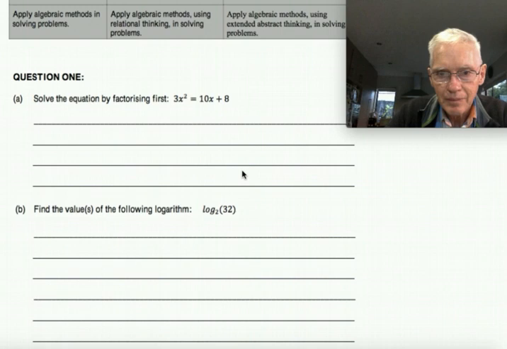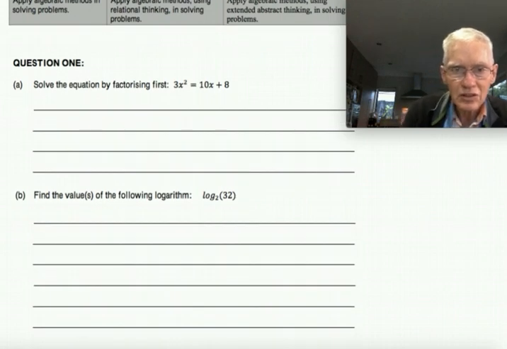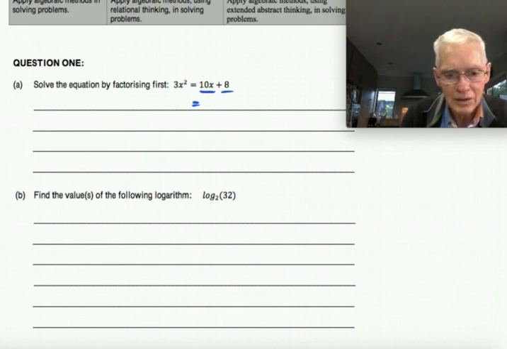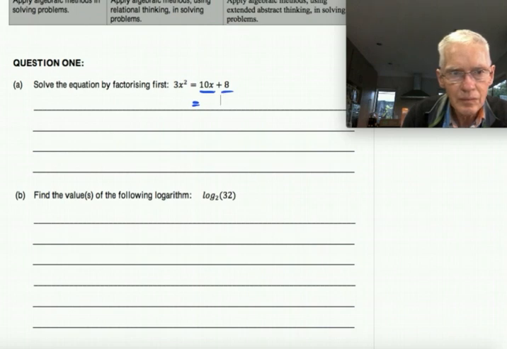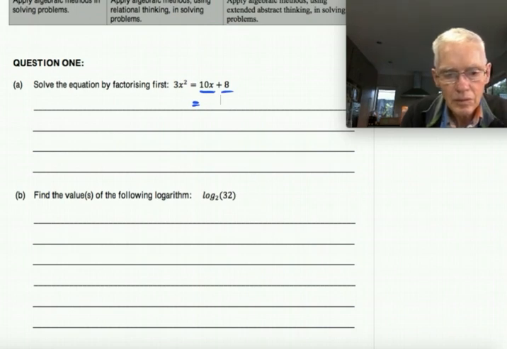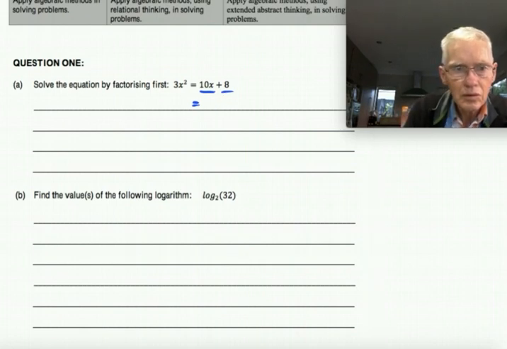Here's question 1. You're asked to solve first. Now this is a quadratic. The first thing you need to do is to make it equal to 0. So I'm going to shift the 10x and the plus 8 to the other side, and this is what I will get. Once we have that, it's really easy to factorize.